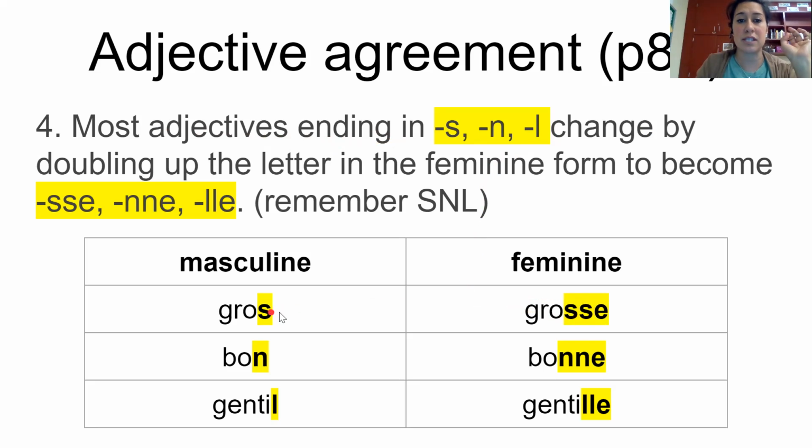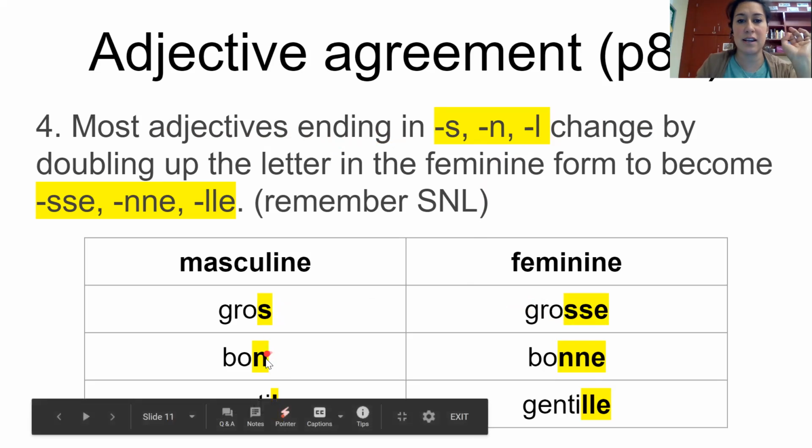So instead of it just adding an E on the end here, bonne, because bon and we've looked at this adjective here, gentil, gentille, sounds the same. LLE, okay? If it ends in S, N, or L, you add it on. Gentil means kind, and gros means large, fat.